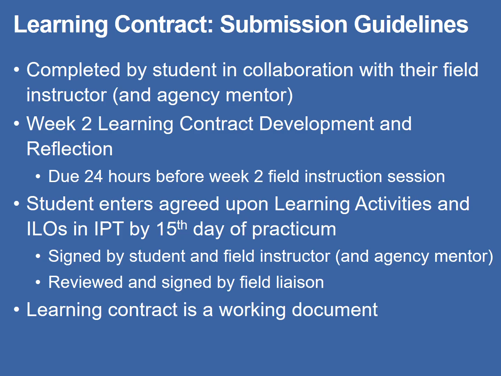Once the student and their field instructor and agency mentor have agreed upon the individualized learning objectives and learning activities, the student would then enter them into IPT by the 15th day of the practicum. The student and their field instructor and agency mentor then sign the learning contract in IPT. The signed learning contract is then reviewed and signed by your field liaison. There is a possibility that the field liaison may suggest revisions, as the responsibility for final approval of the learning contract rests with your field liaison.